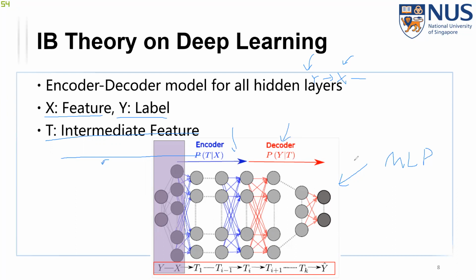And why it is a Markov chain: the signal here only depends on this signal, and the signal here only depends on this signal. So it's a Markov chain. That's how it gives the definition of the Markov chain.